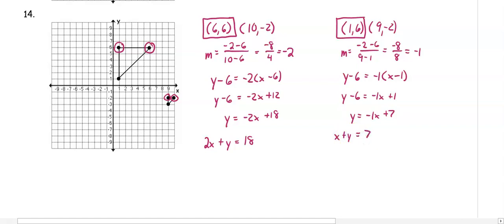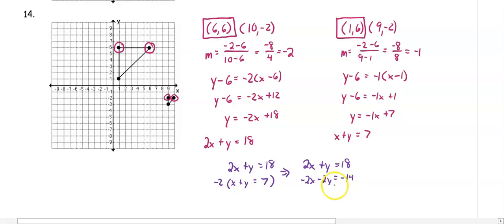So this time we weren't as lucky with a problem, so we're going to have to do our full elimination. So when we do that, we have 2x plus y equals 18, x plus y equals 7. We need to multiply one of our equations to eliminate a variable. So I'm going to multiply this second equation by negative 2. 2x plus y equals 18. Negative 2x minus 2y equals negative 14. So as we add straight down, we get negative y equals 4.